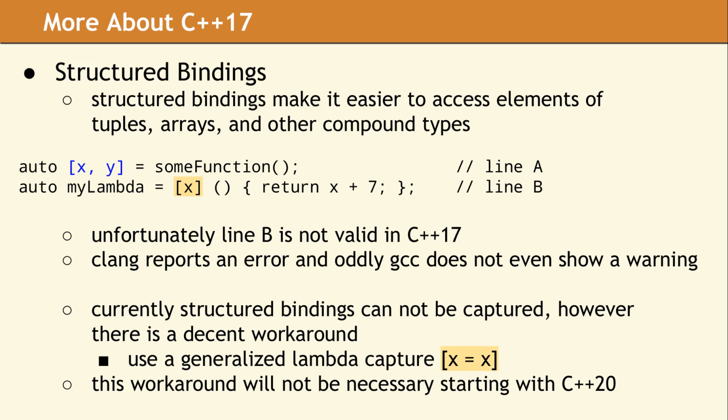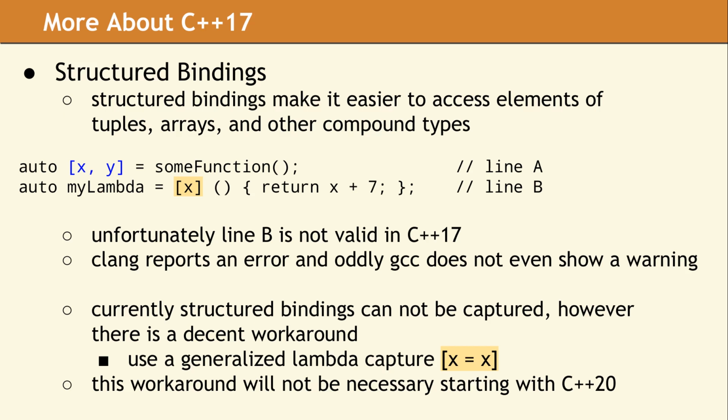The structured binding syntax introduced in C++17 makes it easier to work with compound types, particularly when calling functions that return something like a pair or a tuple. Due to an oversight in the standardization process, structured bindings are not technically variables, and so they cannot be captured as part of a lambda capture list.